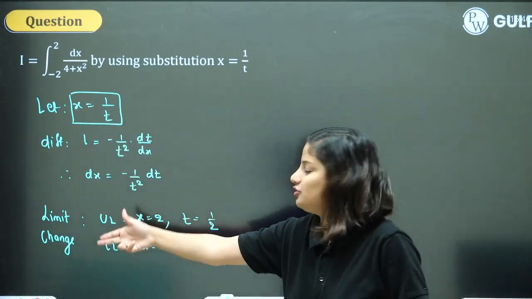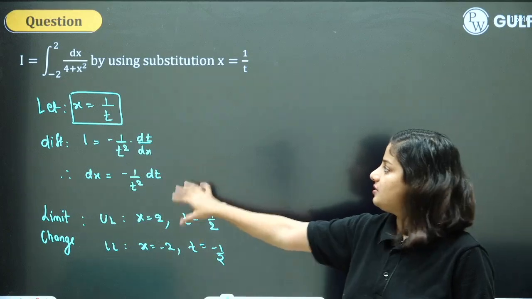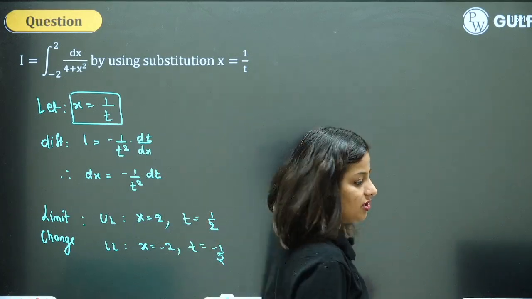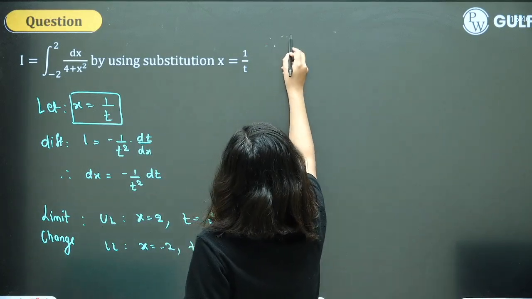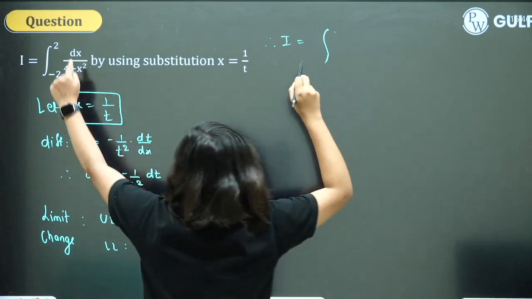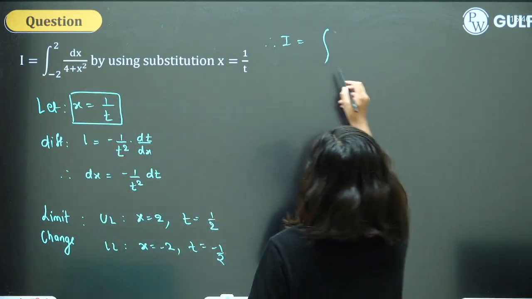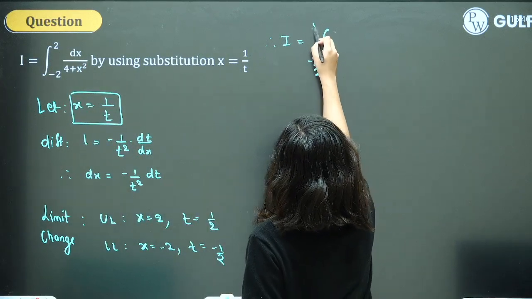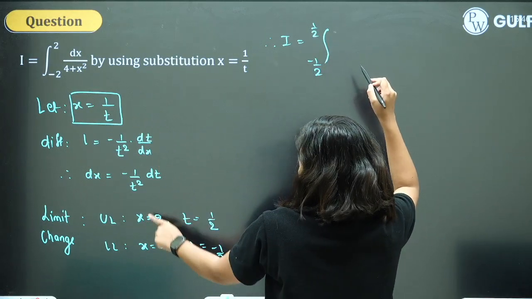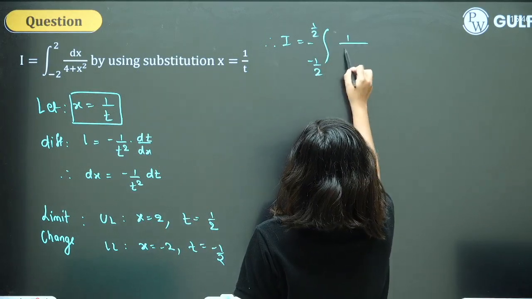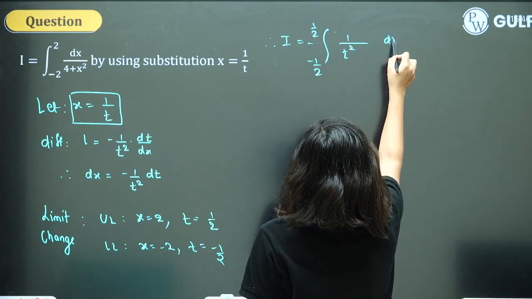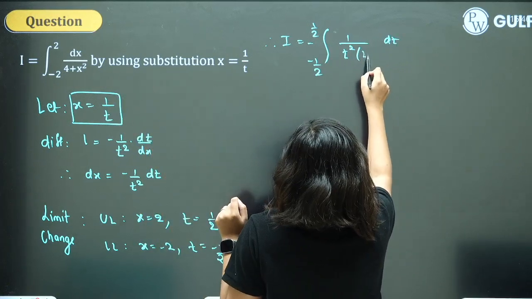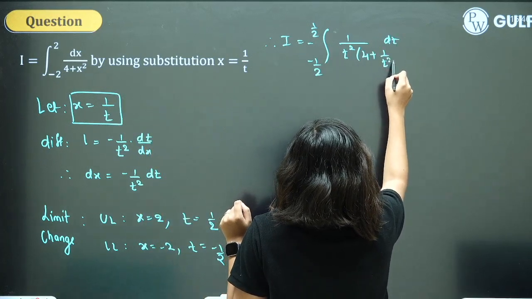Let, differentiate, limit change. Now all of this you will substitute in the question. Therefore, new integral is not minus 2 to plus 2 but minus 1 by 2 to plus 1 by 2. Instead of dx, it is minus 1 upon t square dt. And instead of 4 plus x square, it is 4 plus 1 by t square.